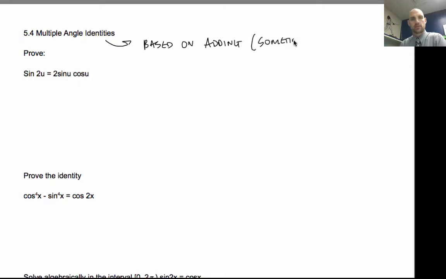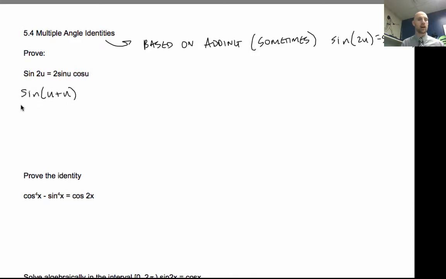adding sometimes. So sine of 2u is actually equal to sine of u plus u. If you think about it like that, it makes sense with last section, because last section we had cosine of a plus b, or sine of u minus v, and we could put this formula together. A double angle is really just based on that. So I'm going to play on that principle in this one, and I see the sine of 2u, and I'm going to write this as the sine of u plus u.